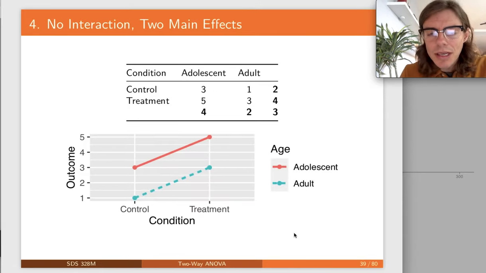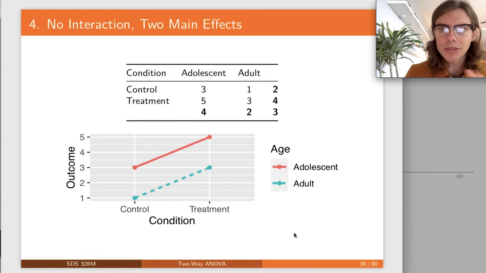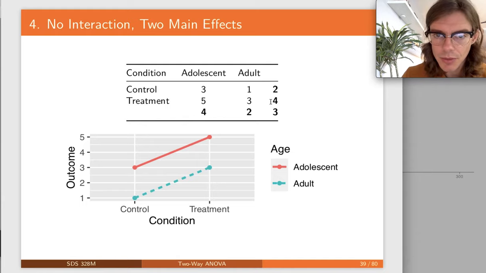Here's where you have 2 main effects. So what if age and condition are both impacting the outcome independently? There's no interaction. So if that's the case, you might end up with something like this. The average outcome for people in the treatment group is 4. The average outcome for people in the control group is 2. So in the treatment group, how do we see this?